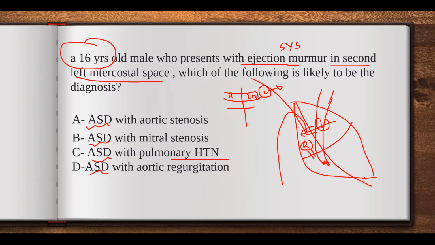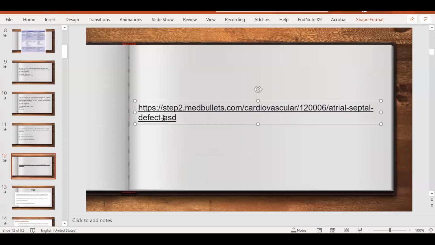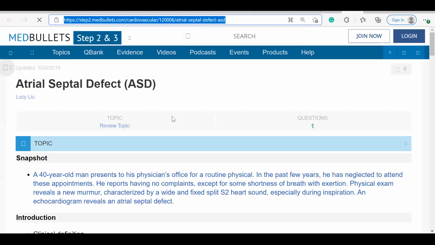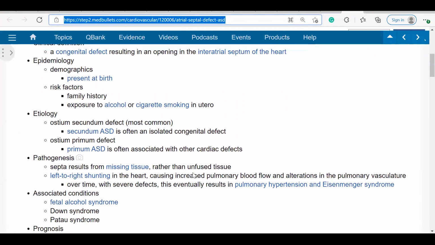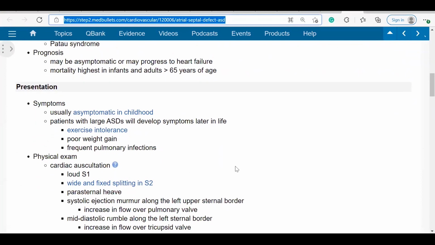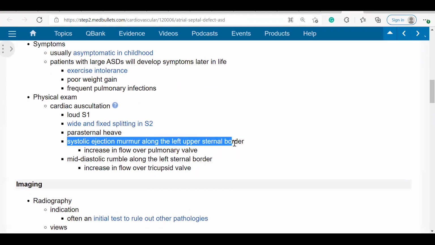Now, for the murmur of ASD, there is a very good guideline in MedBullets. If you go through the MedBullets guideline, you should get it, so always go through this one. Let's have a look if we can find something. We already know what an atrial septal defect is. It's a defect in the septum which separates the two atria, right? See this: systolic ejection murmur along the left upper sternal border. So this is your answer.